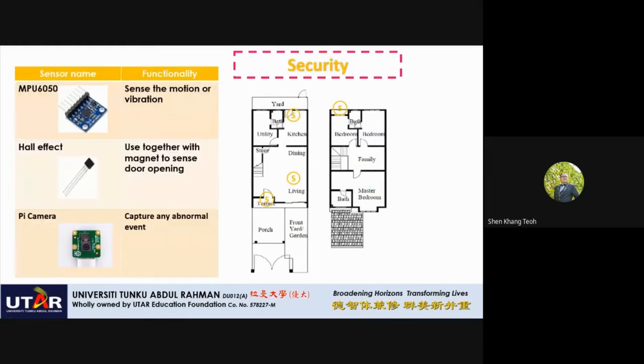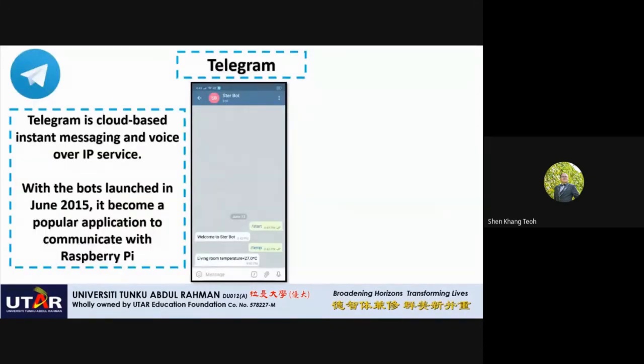Lastly is the security part. The MPU6050 can be attached to the house appliance or window to sense any motion or vibrations. The hall effect sensor is used together with the magnet to sense the door opening. Last but not least, a Pi camera can be set up in the house to capture any abnormal scenario. So I'm done introducing the hardware that will be used. Then let's see the software. I'll just use one software only.